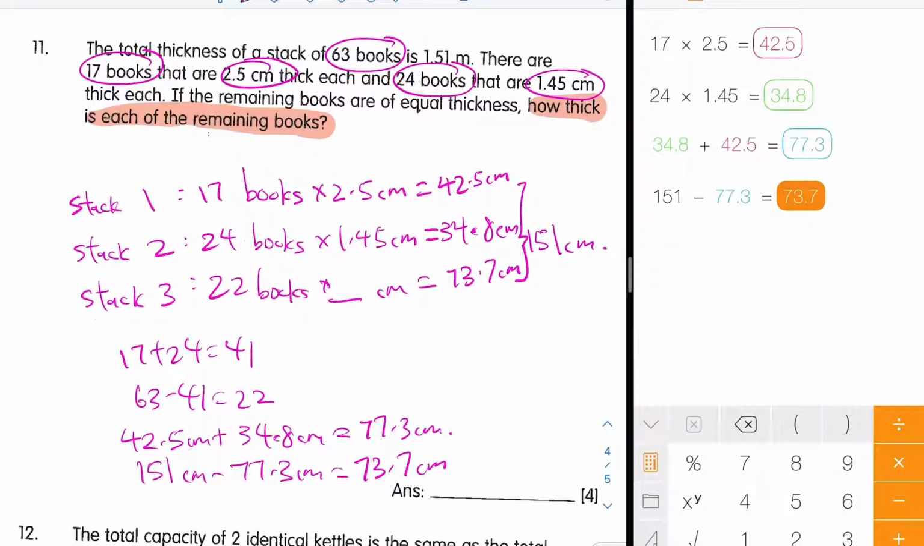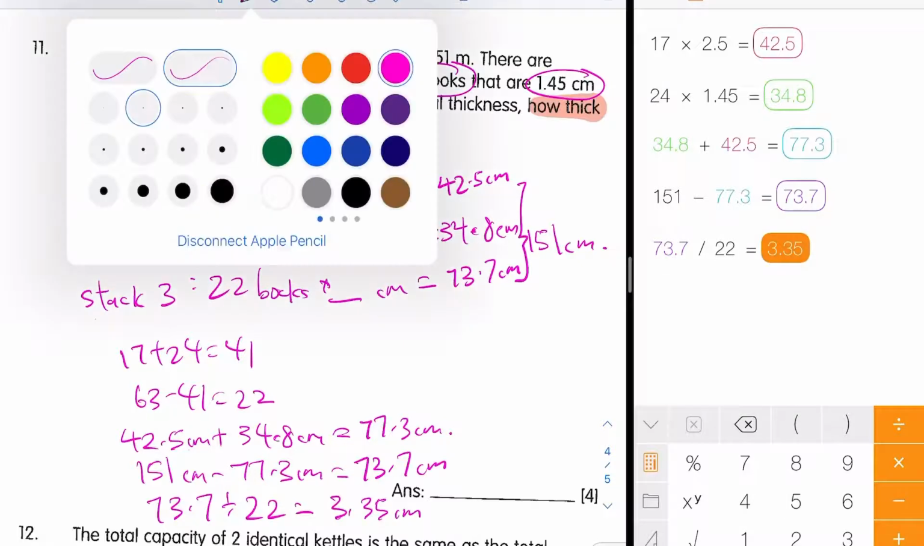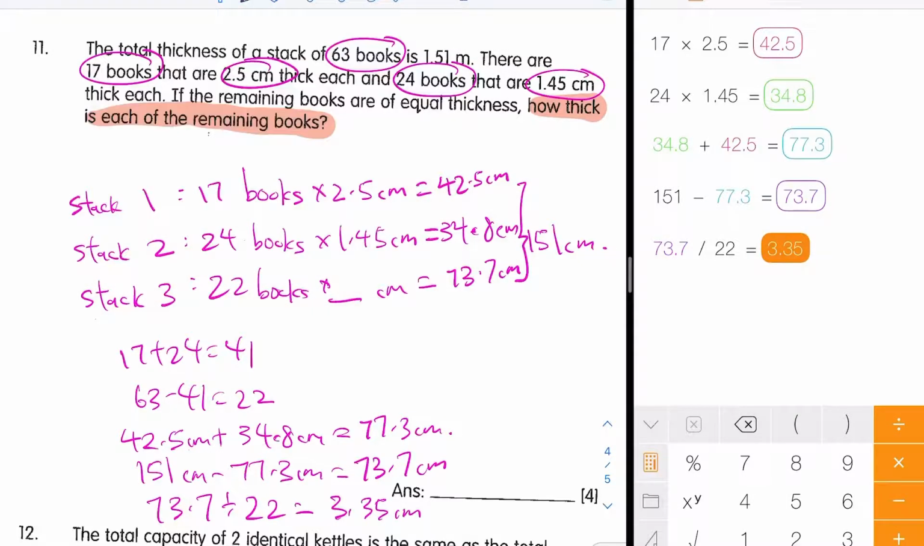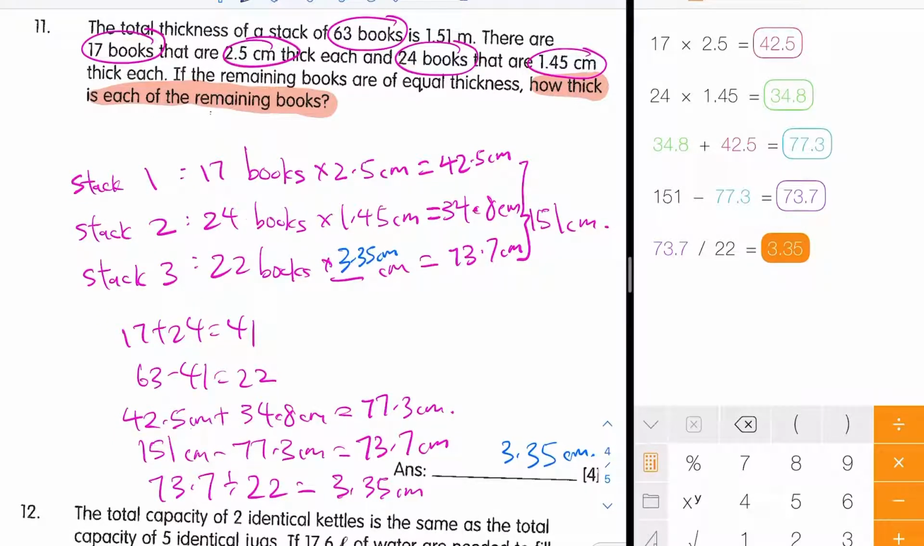So what's the thickness of each book? It will be 73.7 divided by 22. So divide this by 22, you will get 3.35 cm. So each book is 3.35 cm. Okay, this is actually quite a wordy and complicated question. So give yourself a pat on the back if you're able to understand. Remember that you can always rewind the video if you need to watch it a second time.